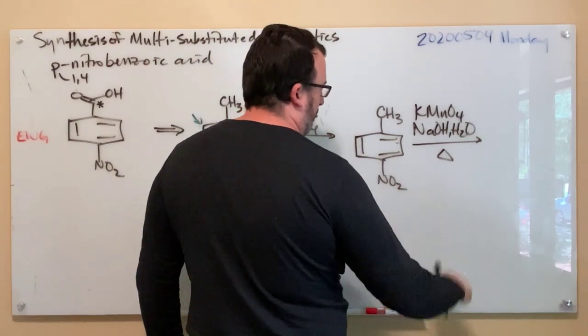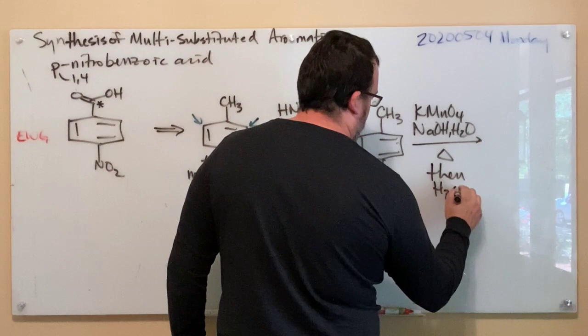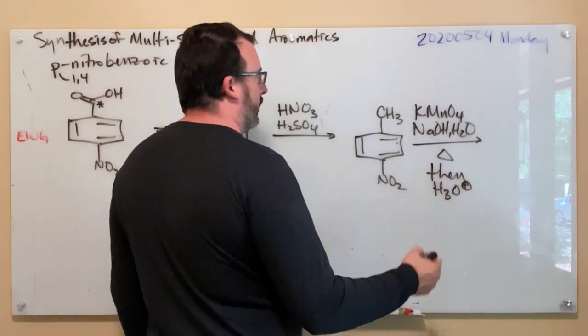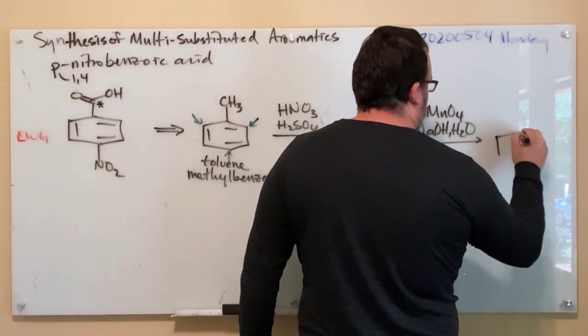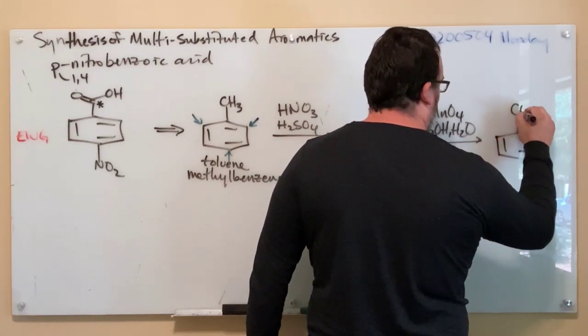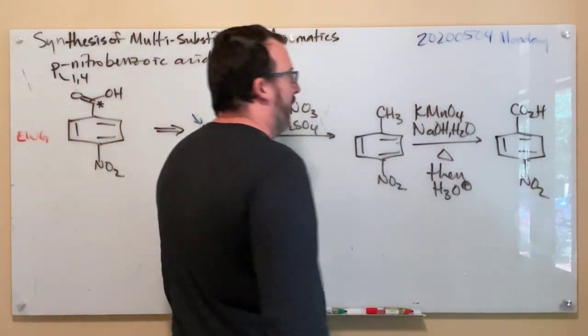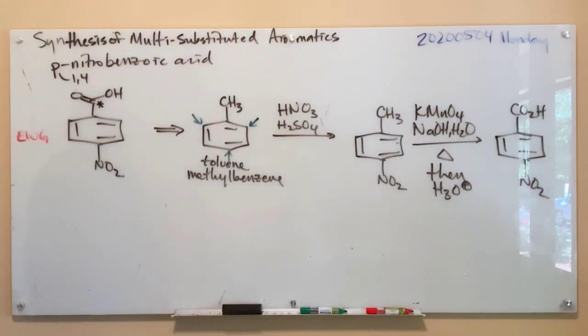So once the reaction progresses and it finishes, then we're going to adjust the pH with acid so that we can actually isolate the acid and not the carboxylate. So there we have para-nitrobenzoic acid.